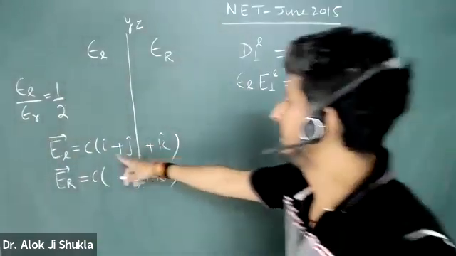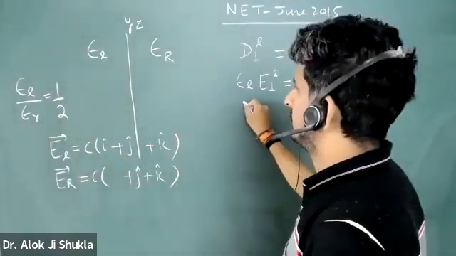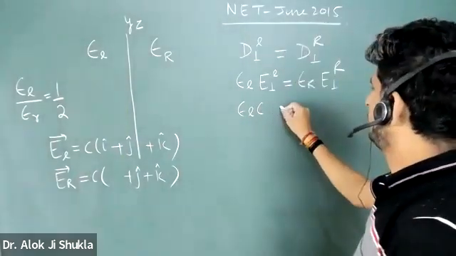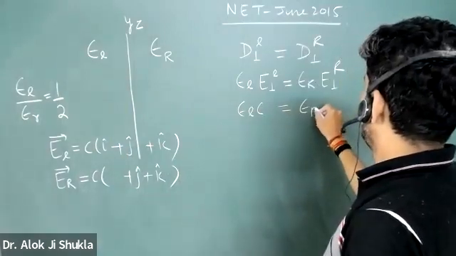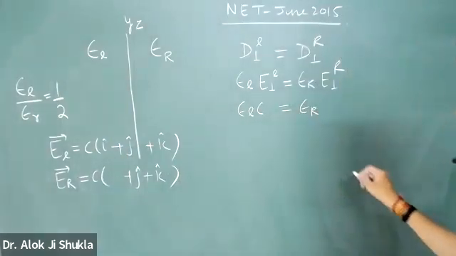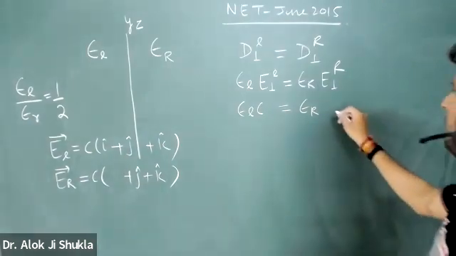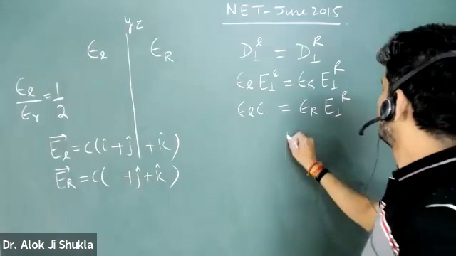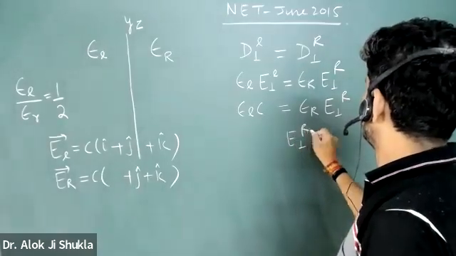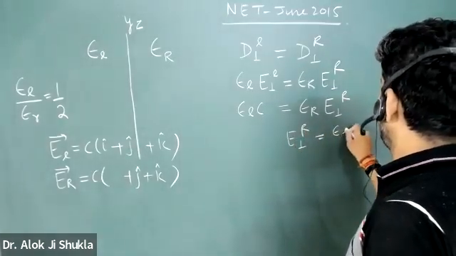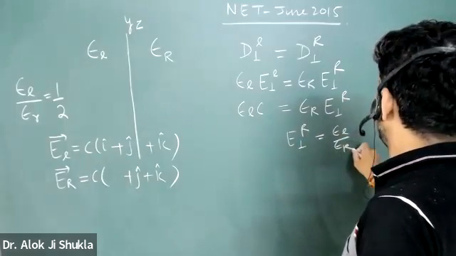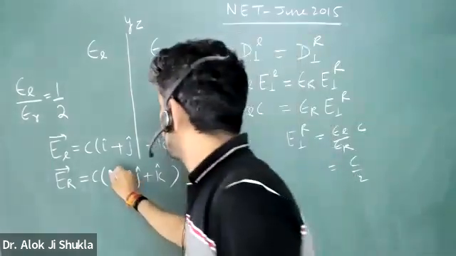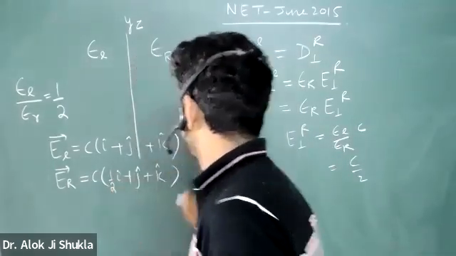So what is E left? It is given. So the ratio epsilon L to epsilon R is equal to E perpendicular right to E perpendicular left, because we need to find out E perpendicular right. The x component is E L by E R, that is 1/2, into C. That is C by 2. So put it here, the answer will be C by 2 I cap.